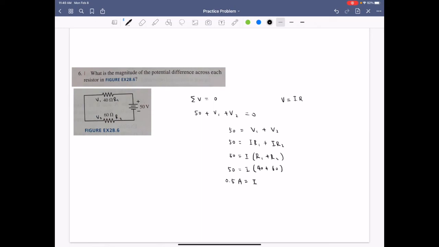Then we need to use that current to find the potential difference. V1 equals IR, so 0.5 times 40 ohms equals 20 volts. And V2 equals 0.5 amp times 60 ohms, which is 30 volts. Then we check to make sure it works: 50 volts minus 20 minus 30 is 0. And that's correct.